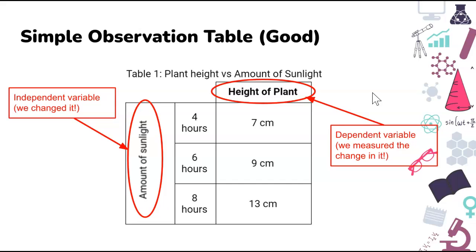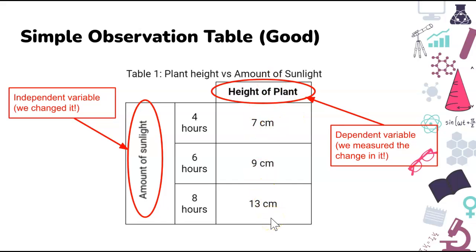Now, if you look carefully at our table here, you can see that for the amount of sunlight, our options were 4 hours, 6 hours, and 8 hours. So we obviously, as part of our experiment, have decided we would either have a plant live in 4 hours of sunlight a day, 6 hours of sunlight a day, or 8 hours of sunlight a day. And then the height of the plant, you can see, is measured in centimeters.